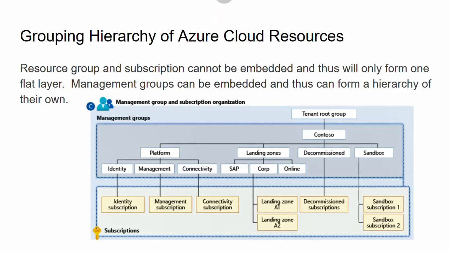Whereas resource groups and subscriptions cannot be embedded. A resource group can only belong to one subscription, and this resource group can have multiple resources, but cannot have other resource groups.